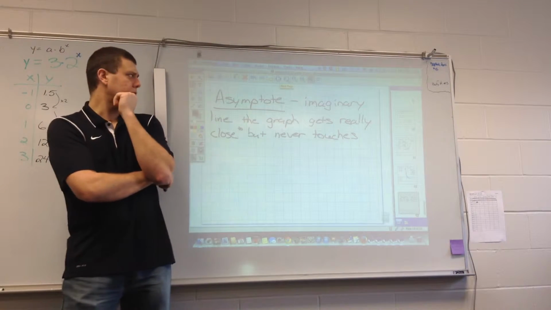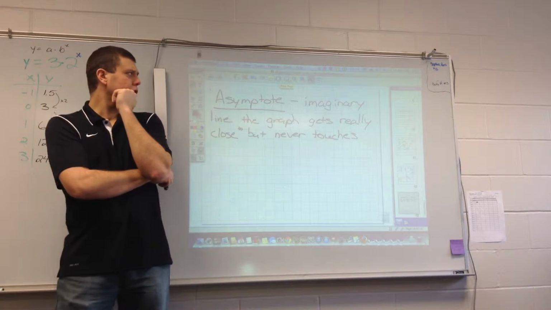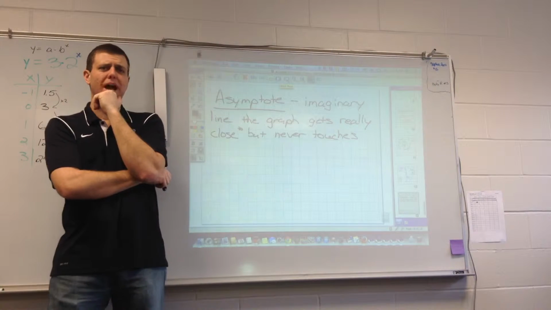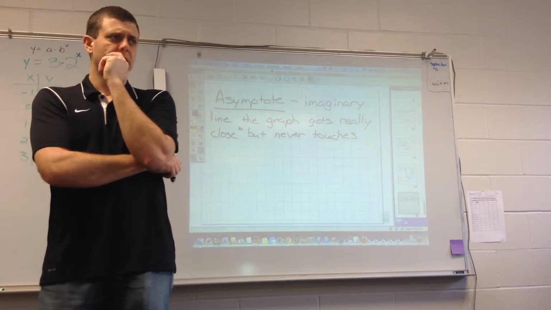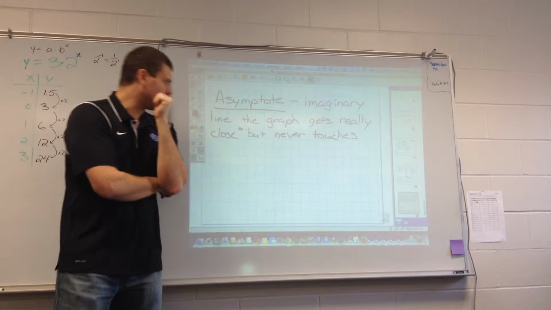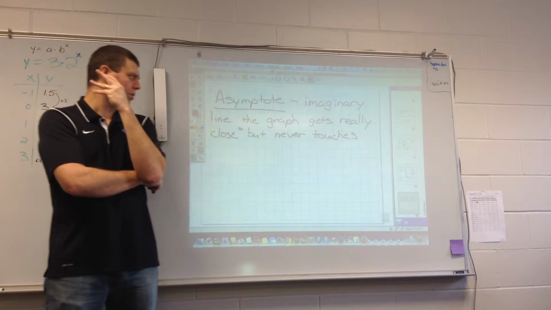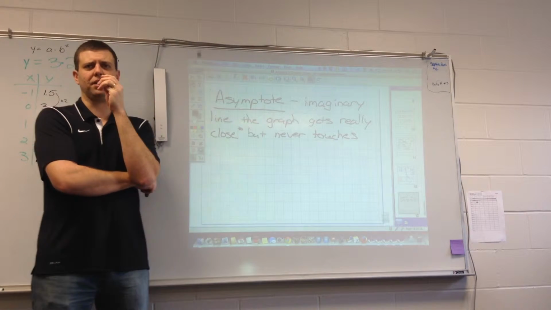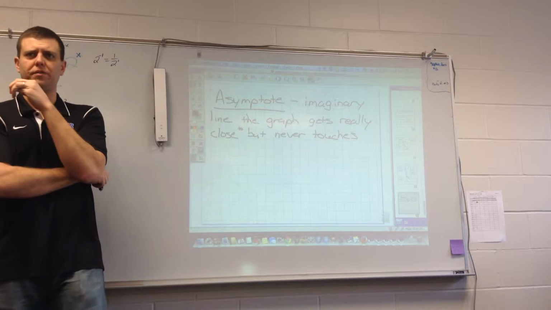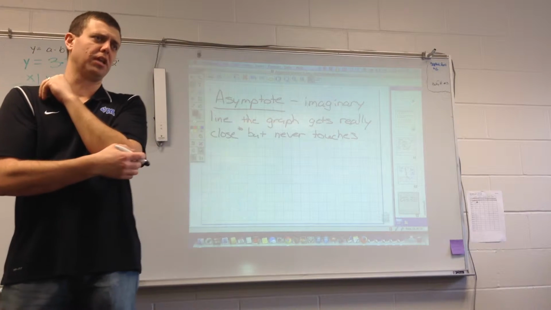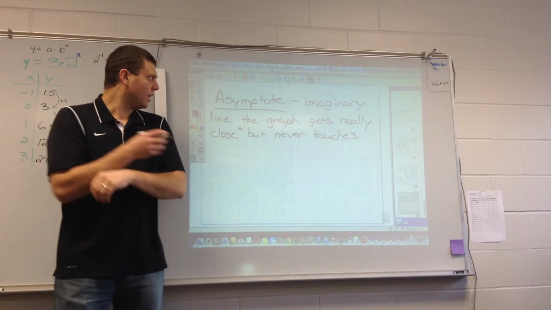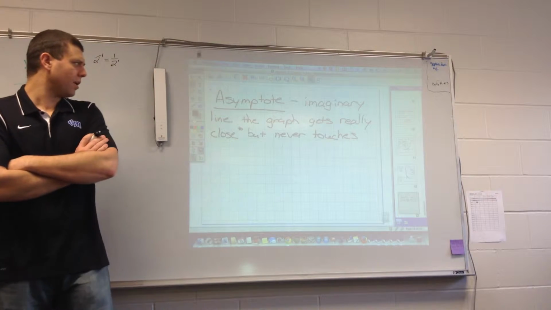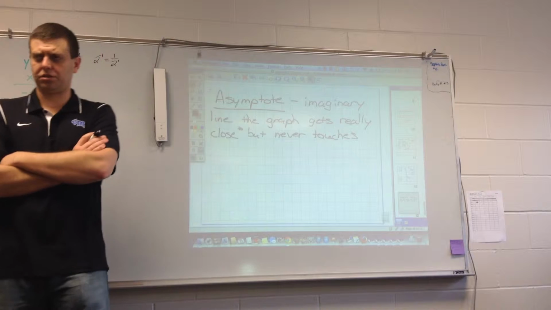An asymptote is an imaginary line that a graph gets really, really close to but never touches. That's my definition, not a great mathematical definition. I'm sure there's a better one if you look it up, but I think this makes sense to most people. An asymptote is kind of an imaginary line that the graph gets really close to but it never touches.